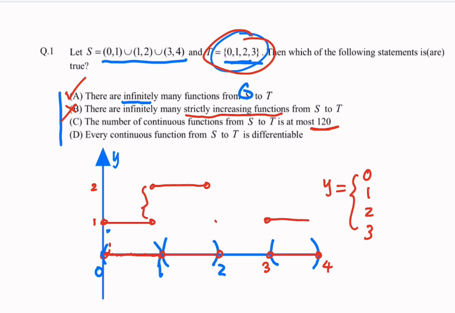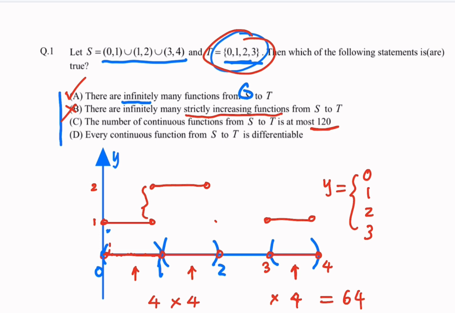How many such assignments? What's the total possible? Now we have to make a decision for 3 intervals, and each one has 4 choices for the values. So it's going to be 4 times 4 times 4, equal to 64 possible functions. So 64, of course, is less than 120. So the statement here is also true.